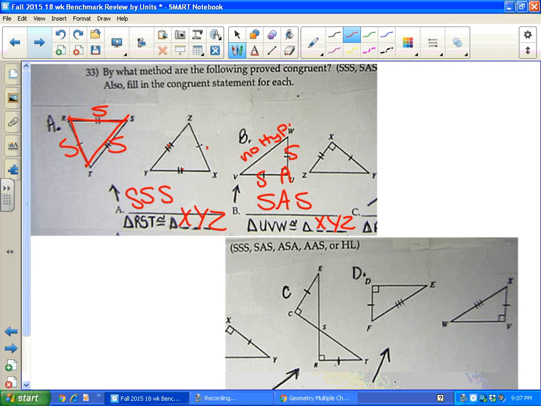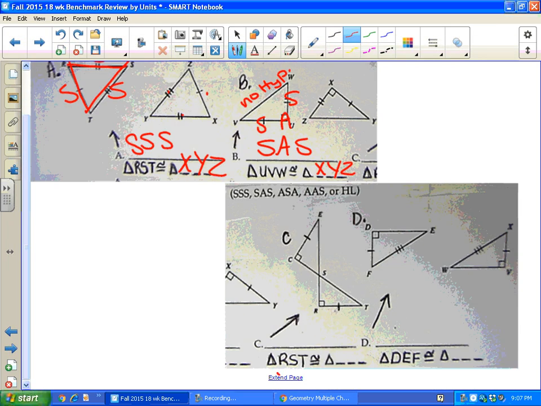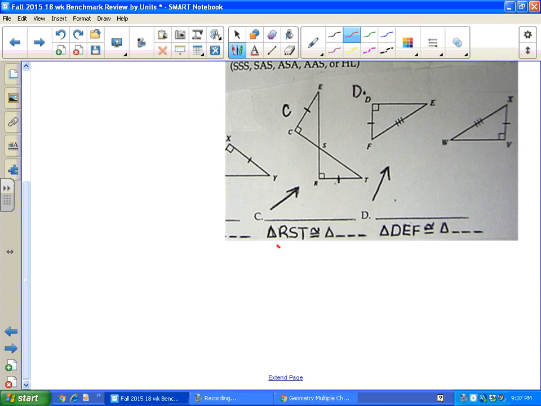Okay, C. They overlap a little bit. Now, there's something I can mark in this one that's not marked. Do you see X marks the spot? So that angle is equal to that angle, so I can mark that. Now I can say I have a side, I have an angle, and I have another angle. So that one's angle, angle, side.